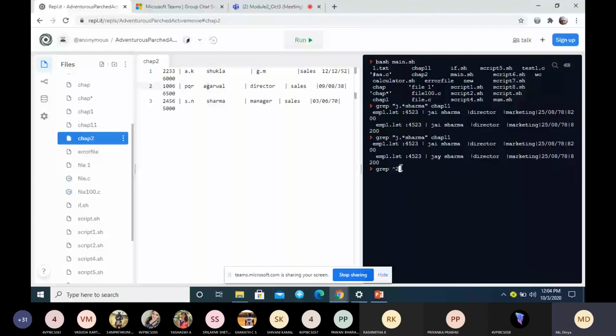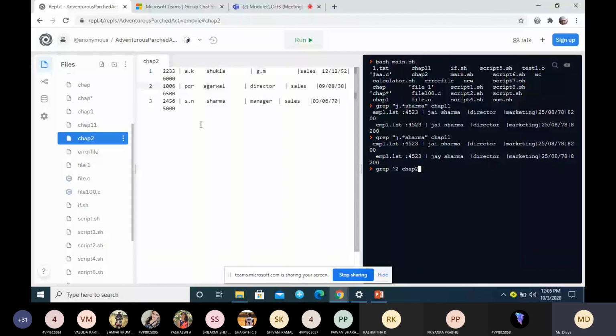How many lines it will display? What does this command tell? Caret symbol 2. What will this tell? Caret symbol tells matching the beginning of the line. How many lines will this match? We have 3 lines in chapter 2, right? In chapter 2, I have 3 lines.